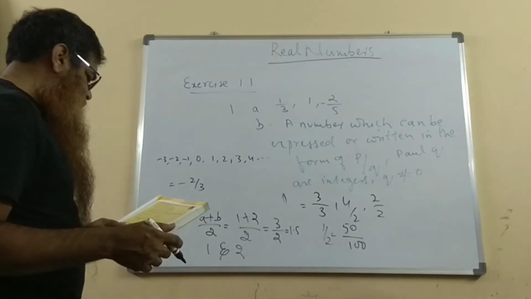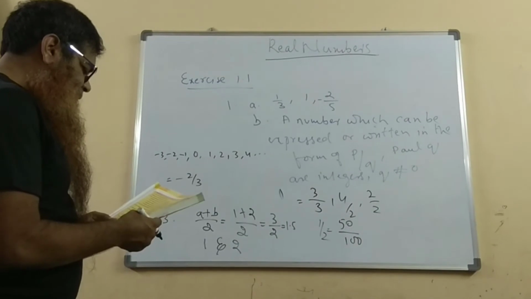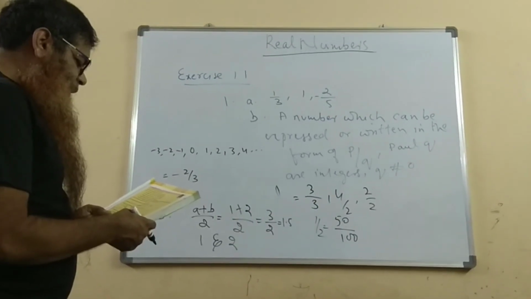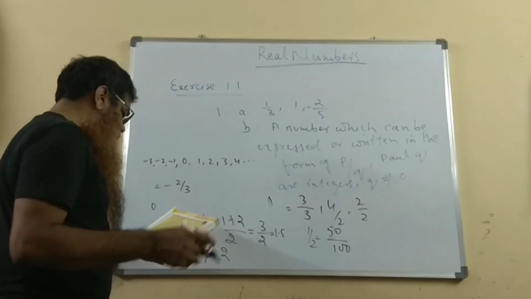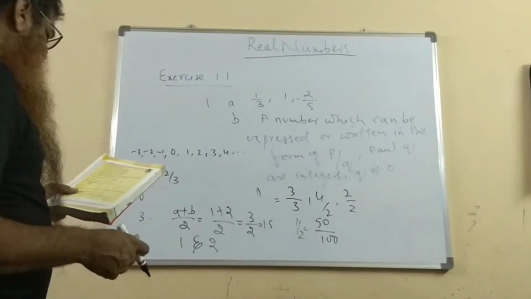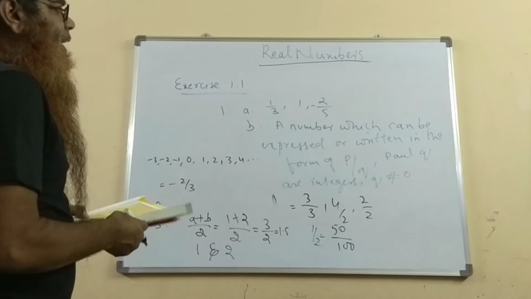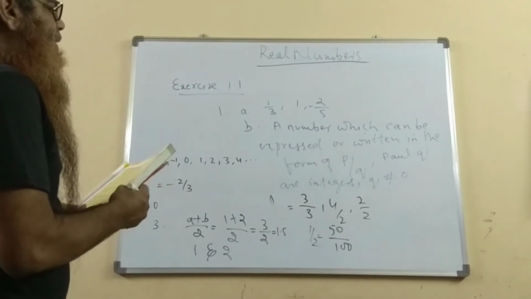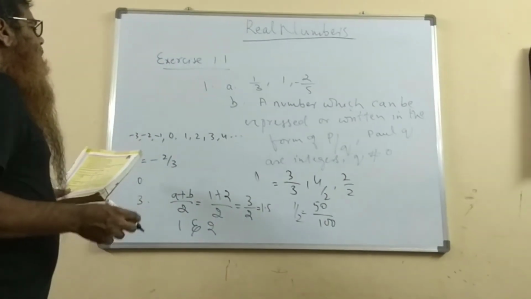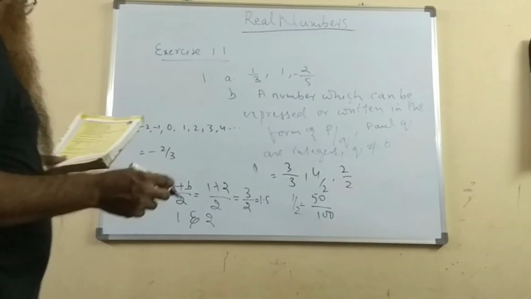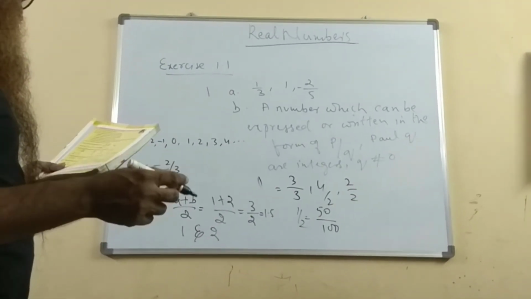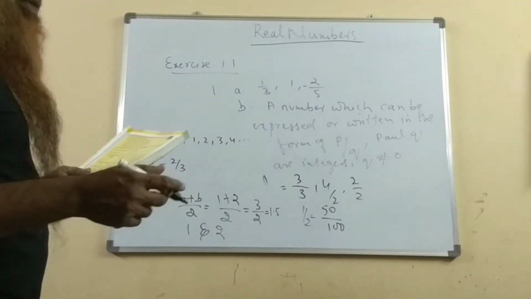Then the fourth question: insert three rational numbers between 3 by 5 and 2 by 3. You can do it in a similar way. Fifth question: represent 8 by 5 and minus 8 by 5 on a number line. These are also examples we have done, so you can do this by referring to the examples. Then the sixth question: express the following rational numbers in decimal form. That will do.